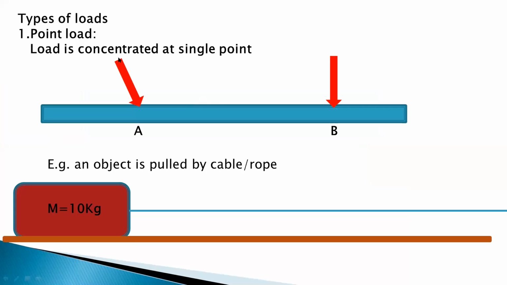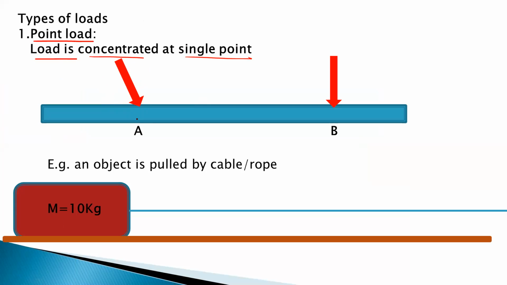Okay, so the next point is types of loads. In the types of load, the first load is the point load. So point load means what? If the load is concentrated at a single point, then this is treated as a point load. So you can see the example here.